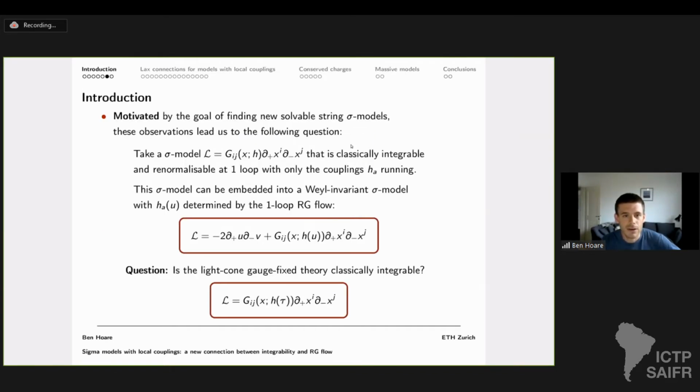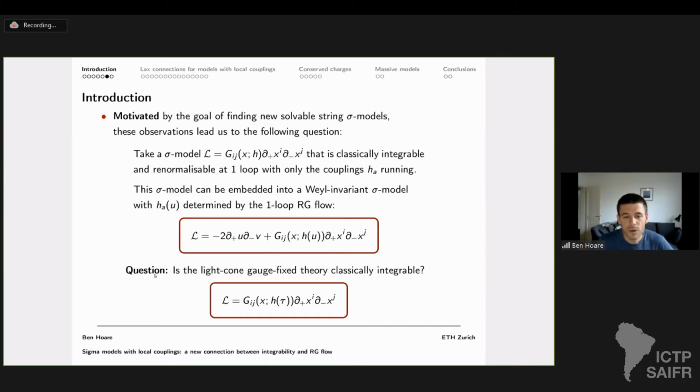Now, this is the question that I want to try to answer in this talk, and it is in part motivated by the goal of finding new solvable string sigma models. We're led to the following question. If we take a sigma model that's classically integrable and is renormalizable at one loop with only a finite number of couplings h_A running, then this sigma model, using the construction I just described, can be embedded into a Weyl invariant sigma model where now these couplings depend on the coordinate u, and this dependence is determined by the one loop RG flow. So this is that sigma model written here.